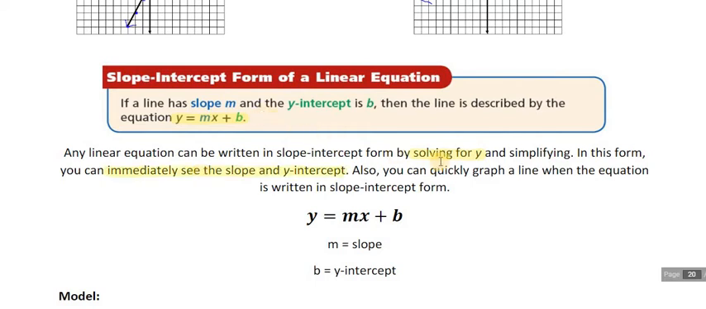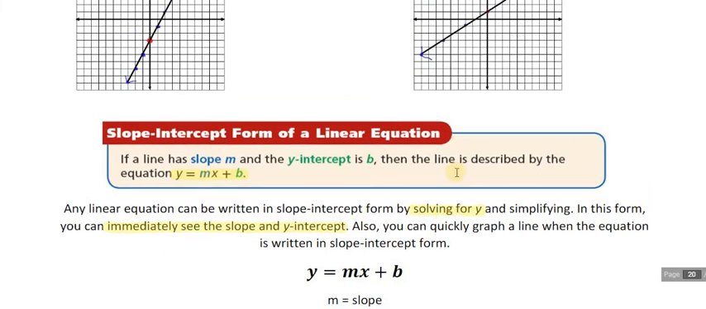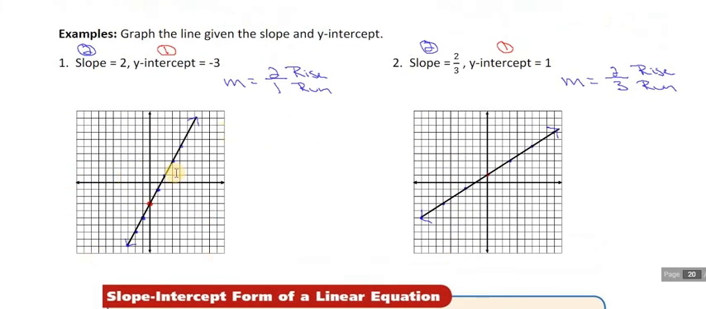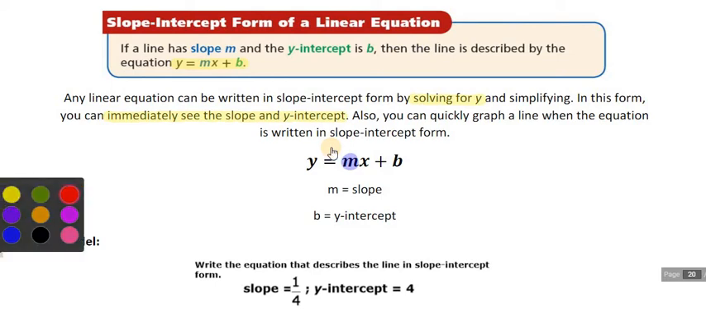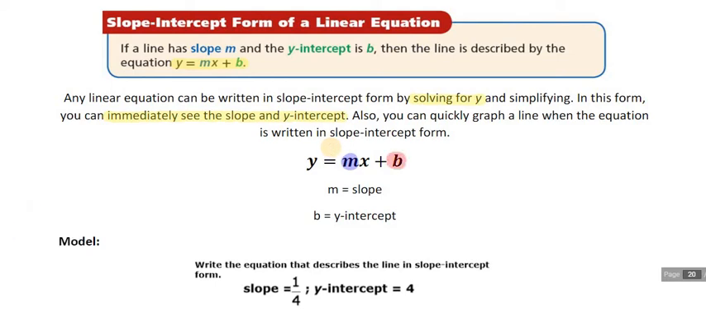Okay, and then as a result, we can quickly graph a line, just like we did in the last two problems, using that slope and y-intercept. Okay, so if we have y equals mx plus b, the slope is the number in front of the x, whereas the y-intercept is that constant at the end that's by itself.